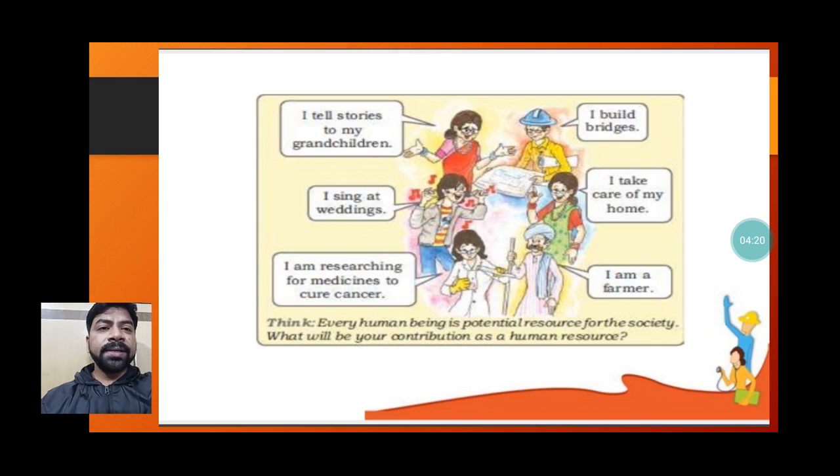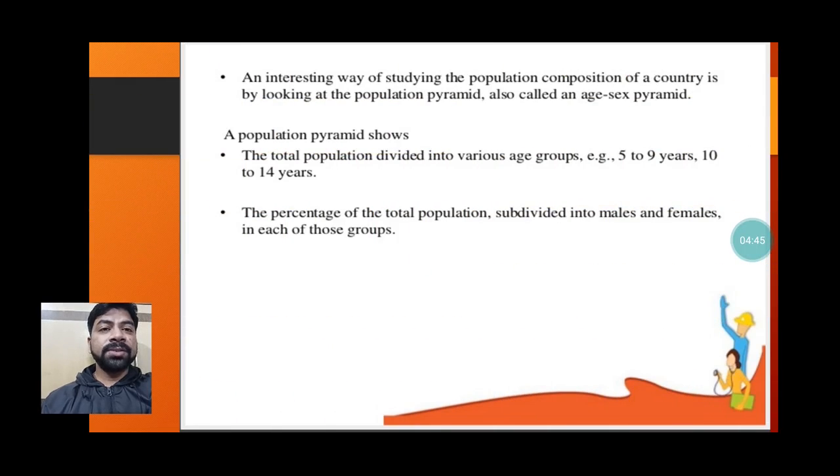You can see here: I tell stories to my grandchildren. I sing at weddings. I am researching medicines to cure cancer. I build bridges. I take care of my home. I am a farmer. Every human being is a potential resource for society. What will be your contribution as a human resource? You have to decide this at this age only, because later on people are not able to decide.